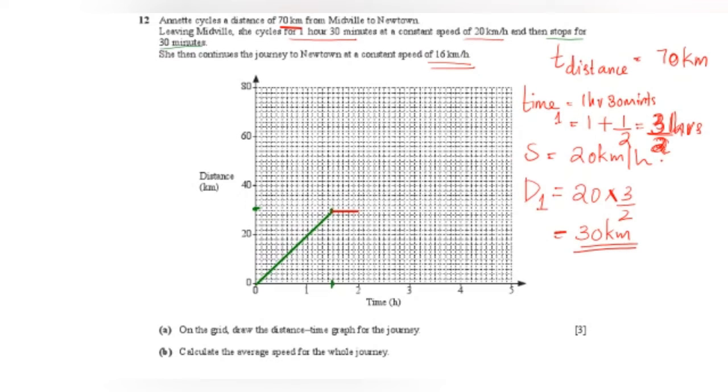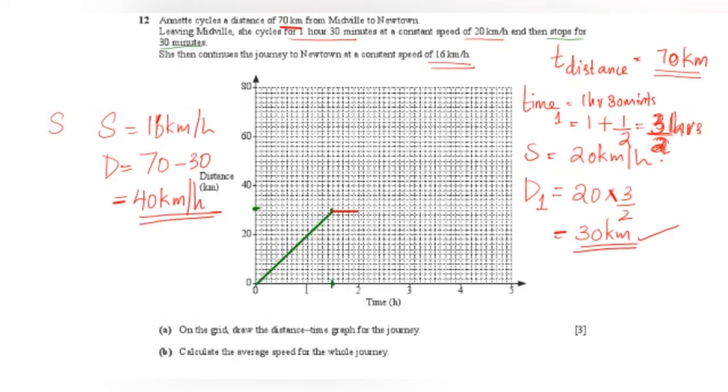Next, she then continues the journey to Newtown at a constant speed of 60 km per hour. So the speed is 60 km per hour. We know the remaining distance. The first part of the journey was 30 km and the total distance is already given in the question. So the remaining would be 70 minus 30, which is 40 km. So the remaining distance she has to cover is 40 km.